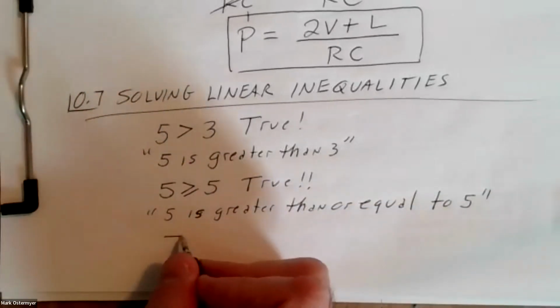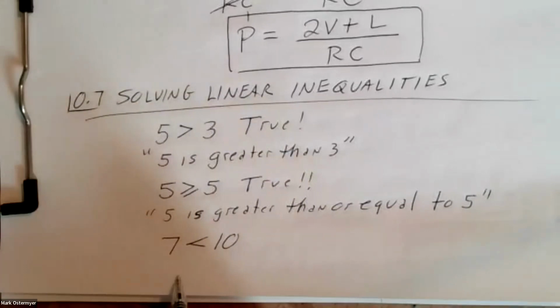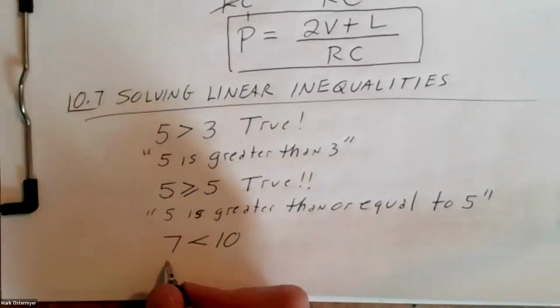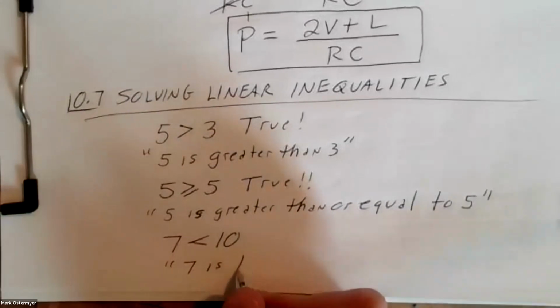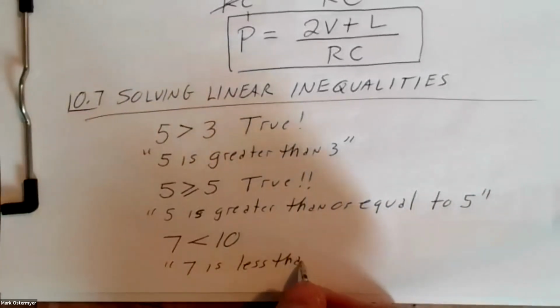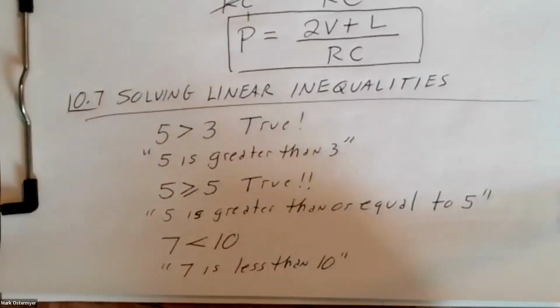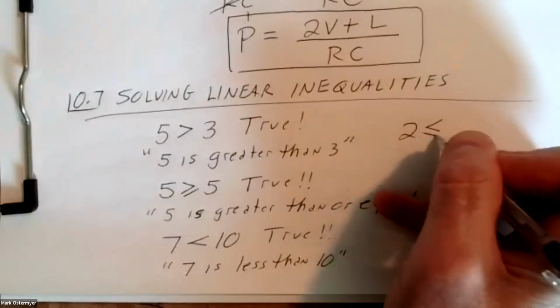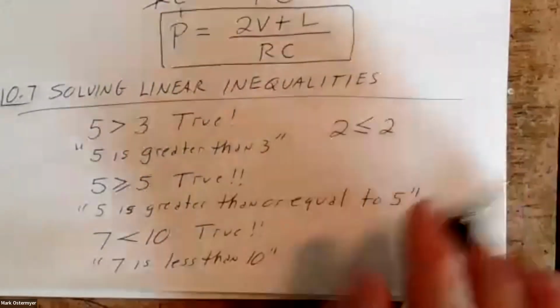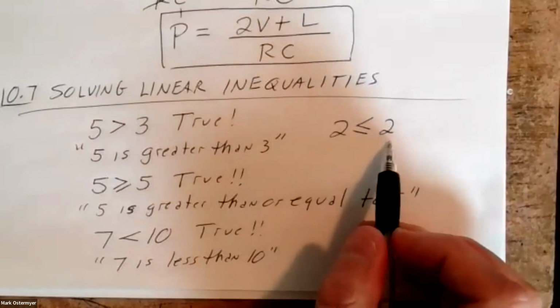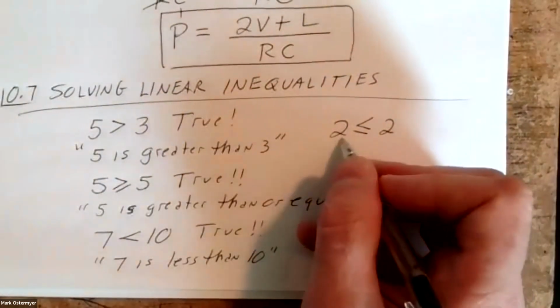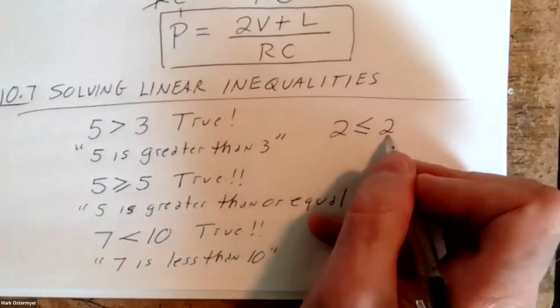All right, so what's this saying right here? How do we read this statement? 7 is less than 10. Is that true or false? It's true. All right, 2 is what? How do we read this? 2 is less than or equal to 2. Is that true or false? True, 2 is less than or equal to itself. That's a true statement.